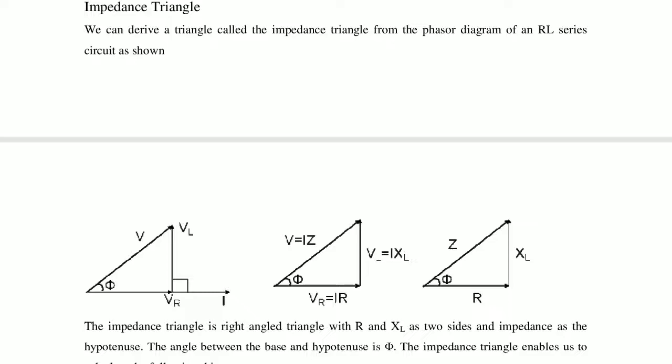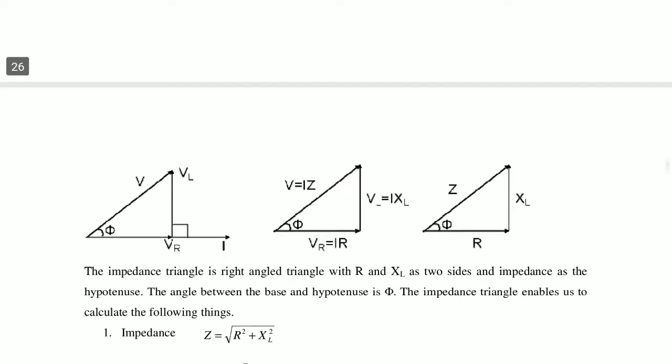The angle between the base and hypotenuse is phi. That means the phase angle between voltage and current is phi. The base is the x-axis, that means R, VR or I, and the hypotenuse means V or IZ or Z. So between Z and R, or V and VR, or V and I, the phase angle is phi.